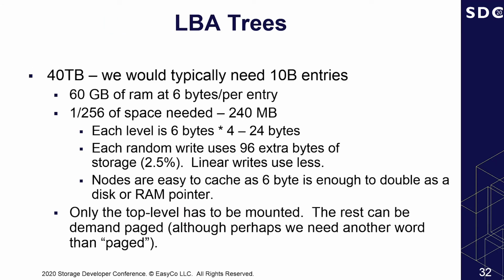This saves a lot of RAM. Your base footprint for 40 terabytes goes from 60 gigabytes down to 240 megabytes. Because the subblocks are small, the amount of extra flash used is small. Each subblock is under 24 bytes long, so the worst case overhead for a random byte is under 96 bytes, or about 2.5% of storage. In practice, some of these subblocks are likely overwritten inside of a single atomic update, so the effective extra space is well under 1%.